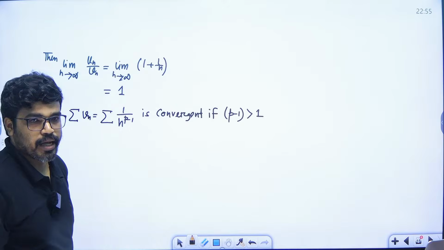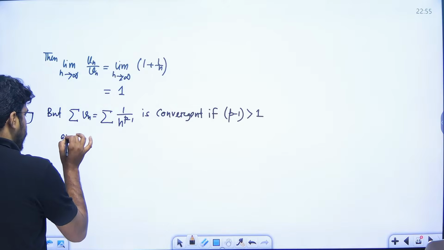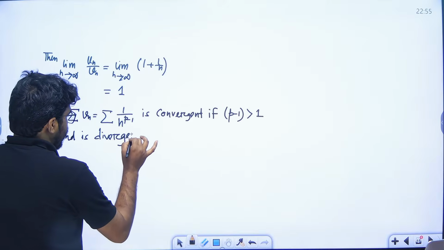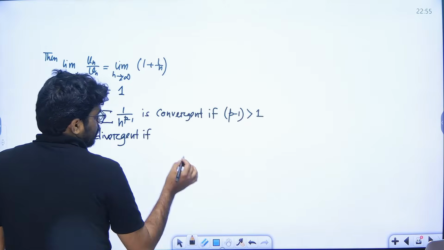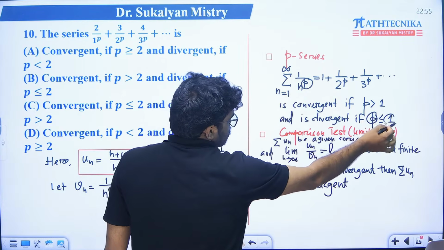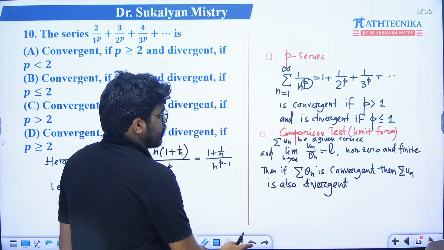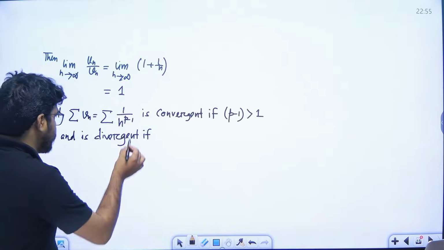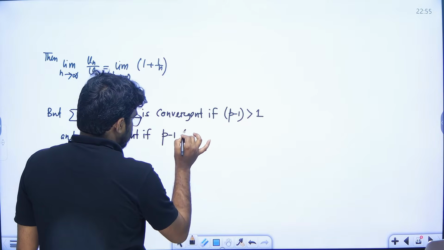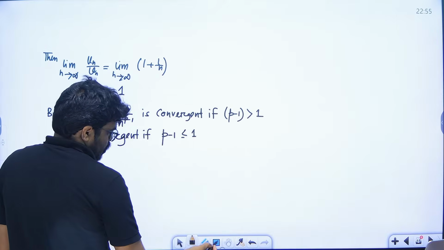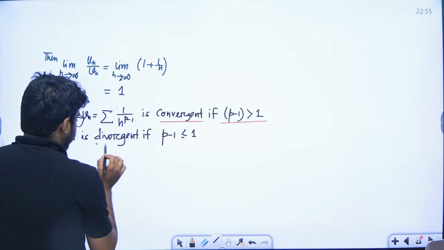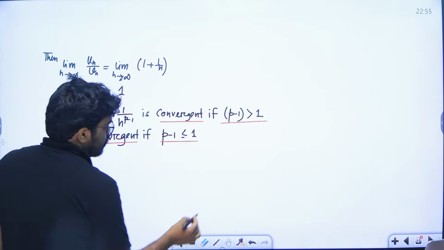Clear? Okay. And it is divergent if summation 1 by n to the power p, so this is divergent if p is less than or equal to 1. What is p here? Here p is p minus 1. So if p minus 1 is less than or equal to 1, okay, clear? So this is convergent if this is greater than 1, and this is divergent if this is less than or equal to 1. So ultimately, what does it mean?